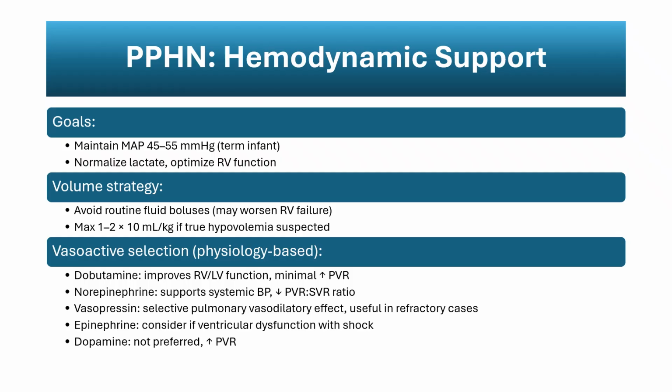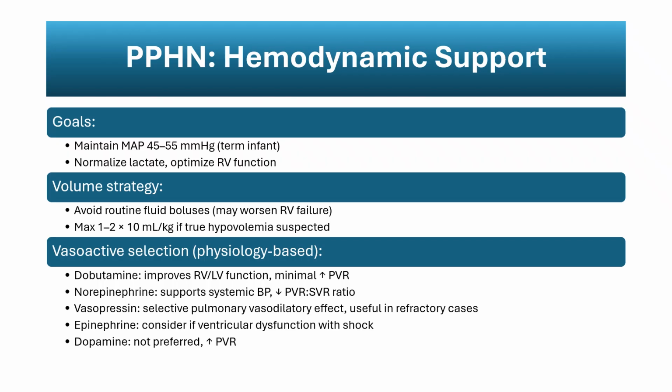Effective hemodynamic support in PPHN focuses on maintaining systemic perfusion and optimizing right ventricular function while minimizing increases in pulmonary vascular resistance. The goal is to maintain a mean arterial pressure of 45 to 55 millimeters of mercury in term infants and ensure adequate tissue oxygen delivery. Lactate levels are monitored as a marker of perfusion. Volume management is carefully tailored.